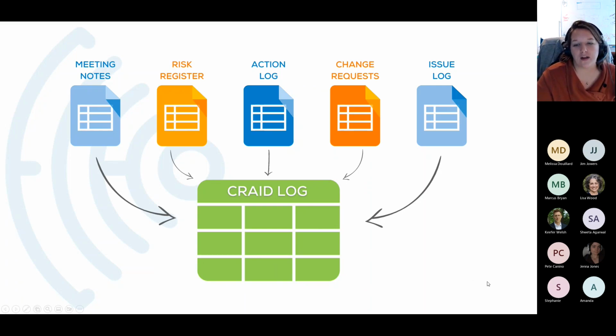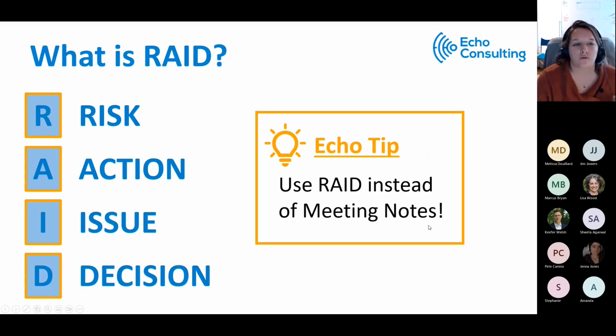Great question. CRAID is a combination of RAID, standing for risk, action, issue, and decision, and it adds change to the front. So it can identify the changes in a project, risks, actions, issues, and decisions.